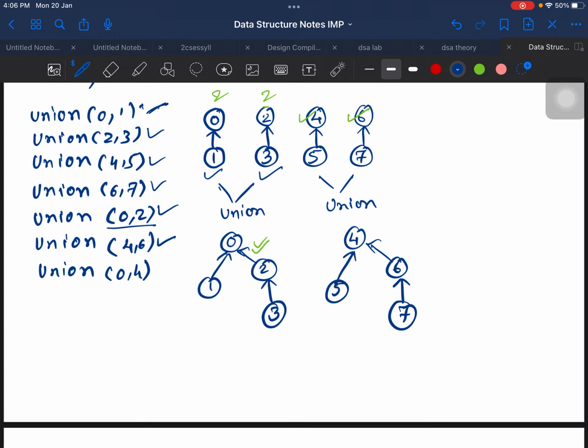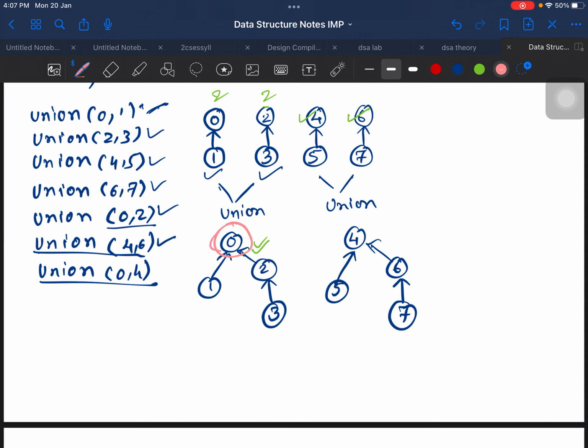Merging is basically the graphical representation. If we are combining two trees, it means we are merging the two trees. That's why this is the union operation. So this operation is over. Now the next operation is union 0 4.